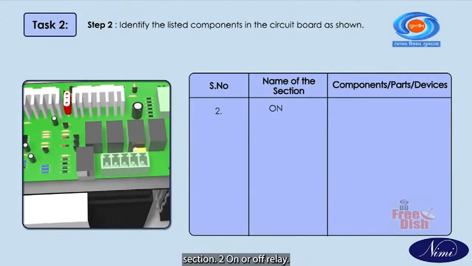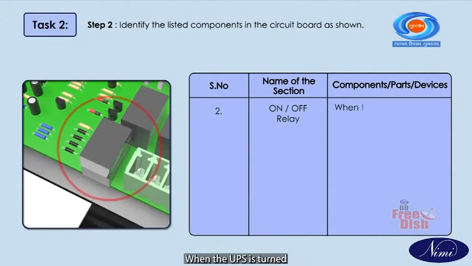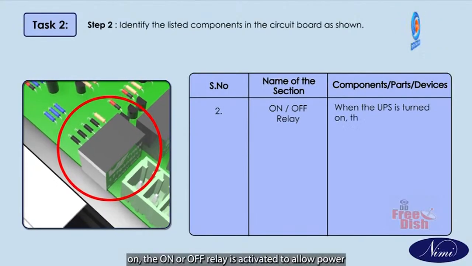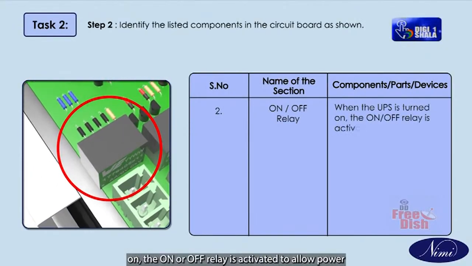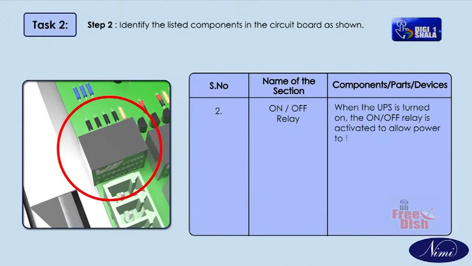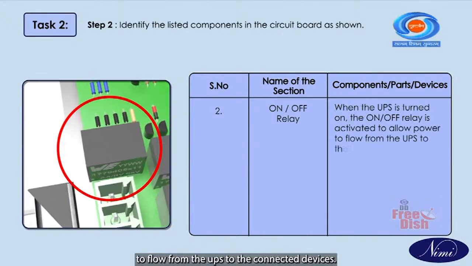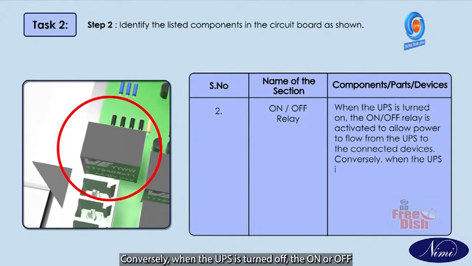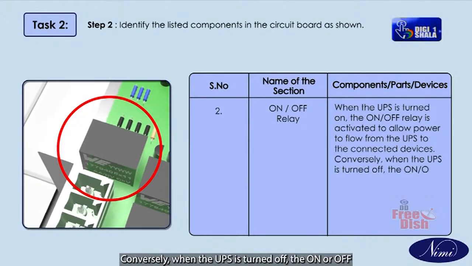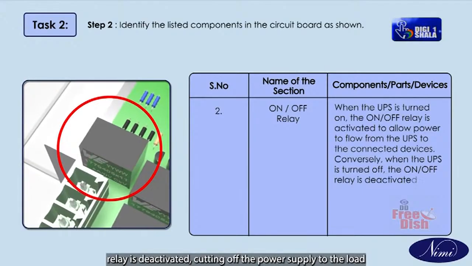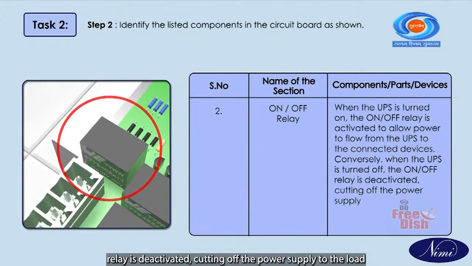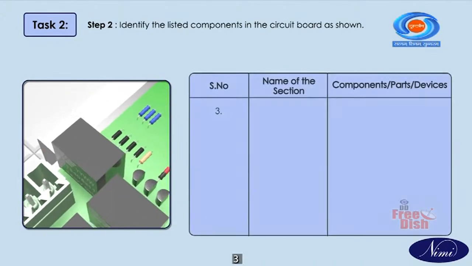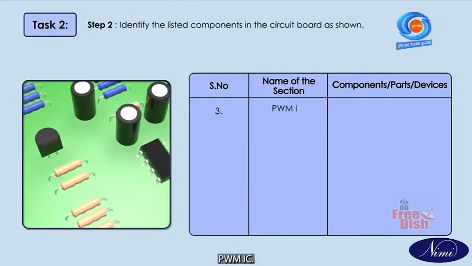Number 2. On or off relay. When the UPS is turned on, the on or off relay is activated to allow power to flow from the UPS to the connected devices. Conversely, when the UPS is turned off, the on or off relay is deactivated, cutting off the power supply to the load. Number 3. PWM IC.